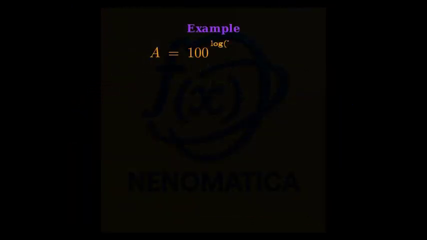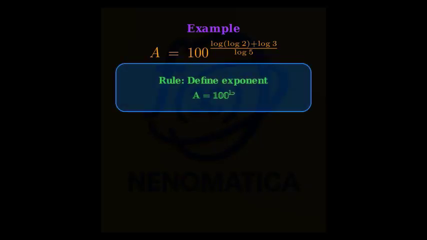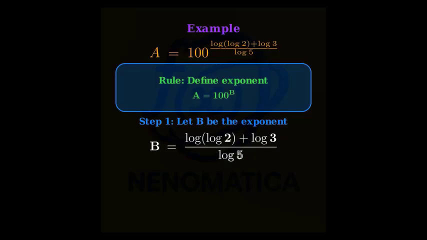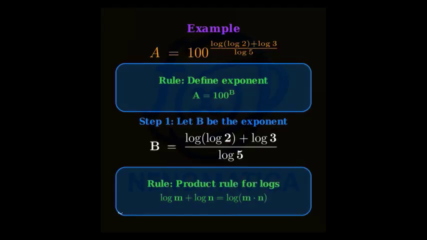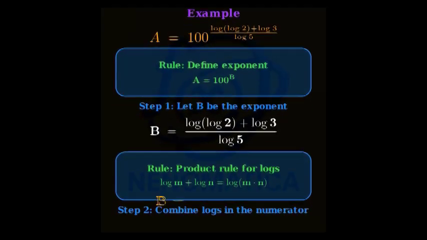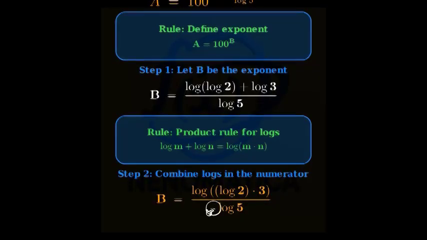Example: we will evaluate capital A exactly, following the provided algorithm. First, display the problem clearly. Step 1. Define the exponent b and write the expression for b explicitly. We also show the rule box for this definition. Step 2. Apply the product rule for logarithms. Log m plus log n equals log of m times n.